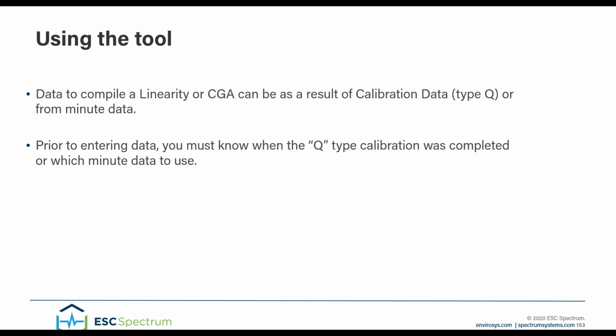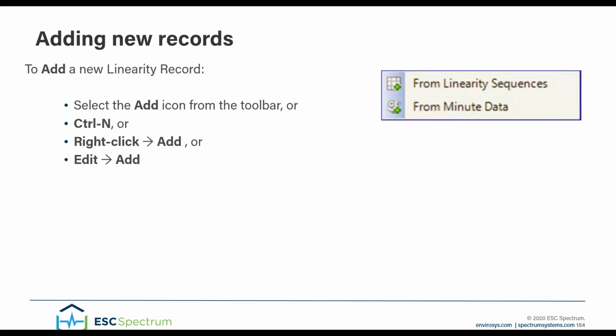Data to compile a linearity or CGA can be the result of a Q-type calibration or from the minute data. Prior to entering the data, we have to know when that Q-type calibration was conducted, or which minute we want to use for the minute data. To add a new record, in other words, we're going to take that money from the bank and write that check now. We're going to select the add icon from our drop down, use Control N, use a right click, or click add, or click edit and add. So there are lots of different ways that we'll be able to get that information into the system.